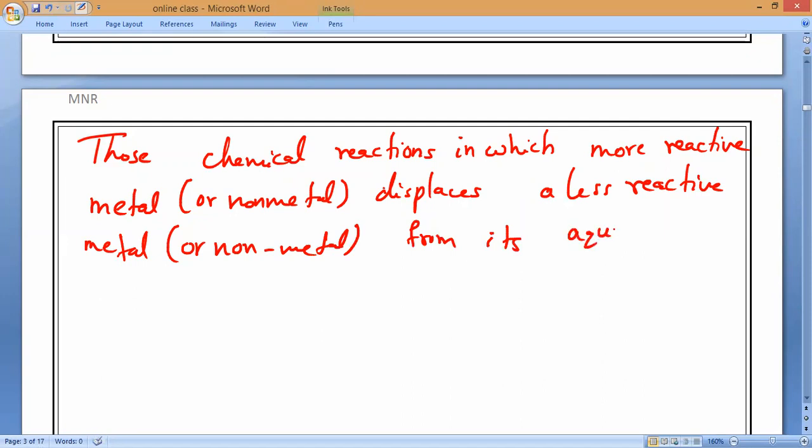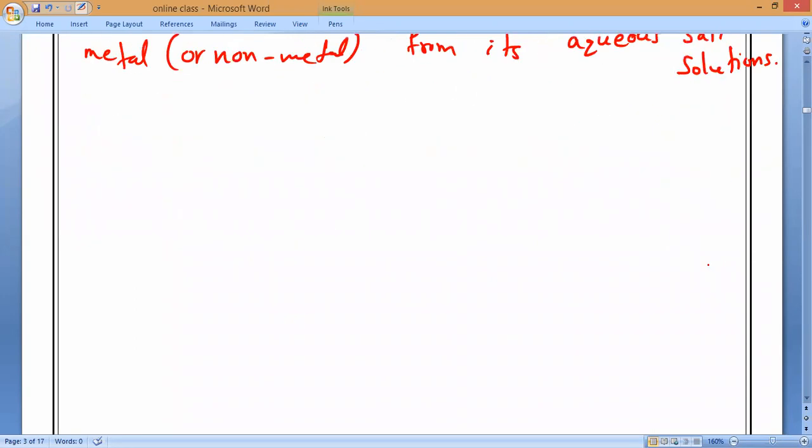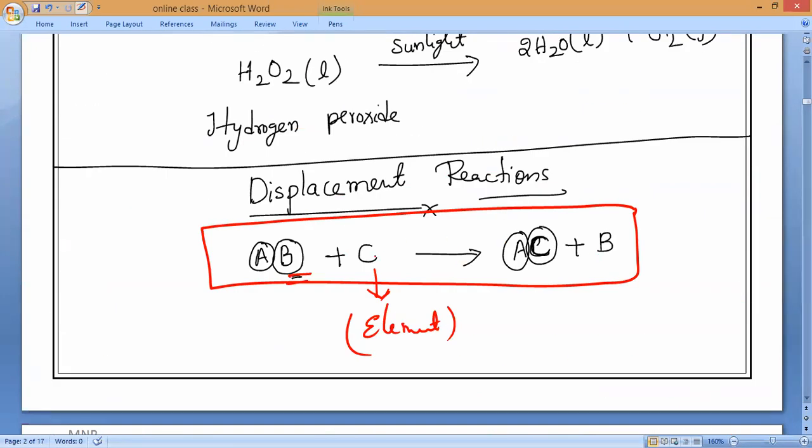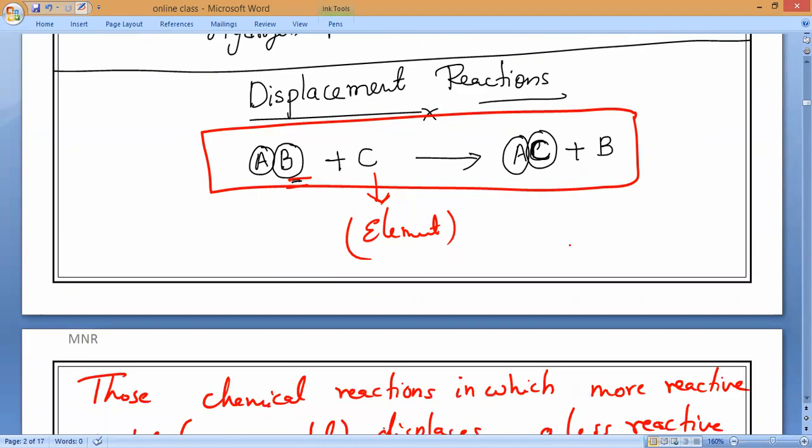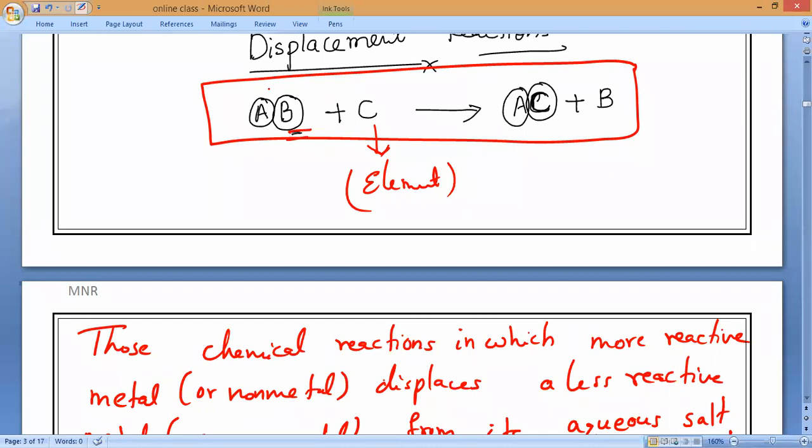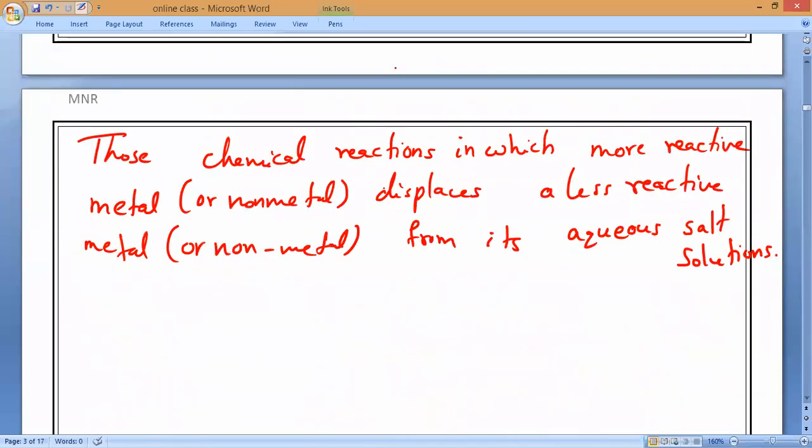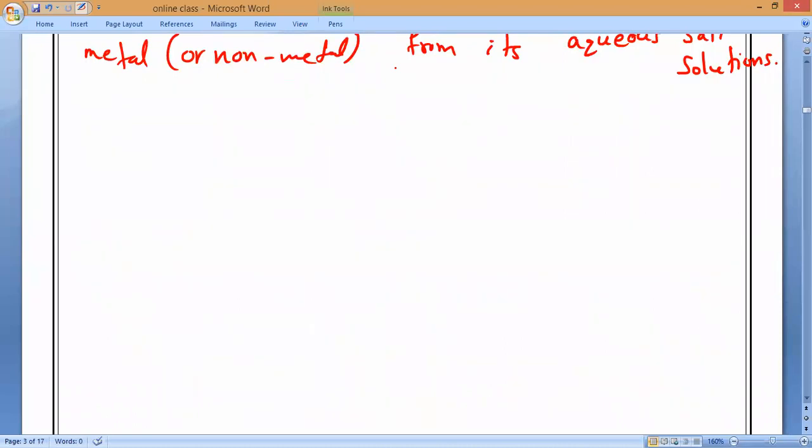So what is the state of the compound? You can always remember that. What is the state of the compound? Aqueous. That is what you have to remember always. It is easy for you. So AB reacts with C, then it gives AC plus B. Now, what is the state of AB? Aqueous. Okay. Now, write the equation.